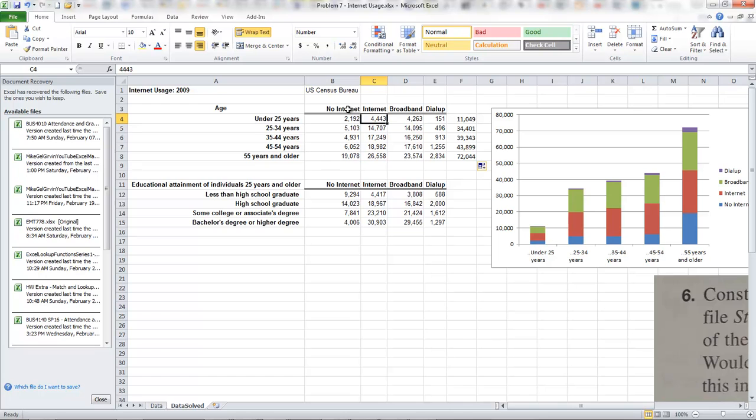These are exclusive things. You either have internet or you do not have internet. So it's about 6,600. And then the next two columns are classified here as broadband and dial-up. There are two different kinds of internet.